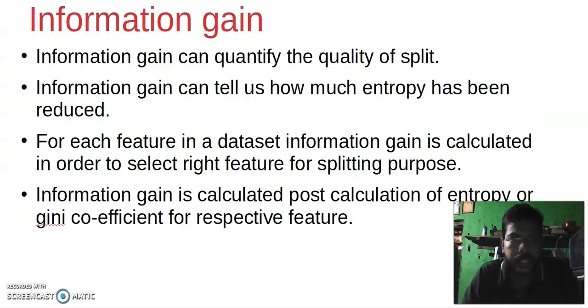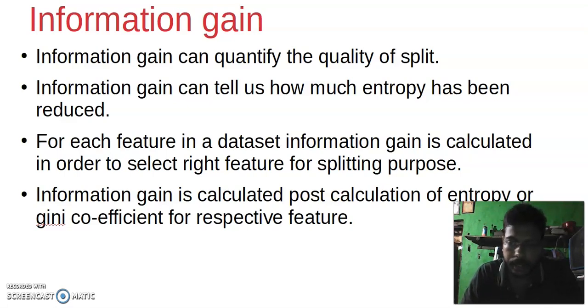As you can see on the screen, information gain can quantify the quality of a split. It means if we look at information gain, we can understand whether splitting using that particular feature would be beneficial or not. Information gain can tell us how much entropy has been reduced. I already showed in the entropy video that entropy is an obstacle, so how much of that obstacle has been reduced is known as information gain. And how this is calculated, I will also tell you. For each feature in a data set, information gain is calculated in order to select the right feature for splitting.